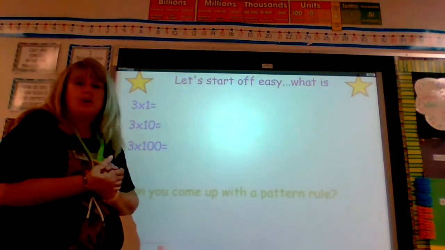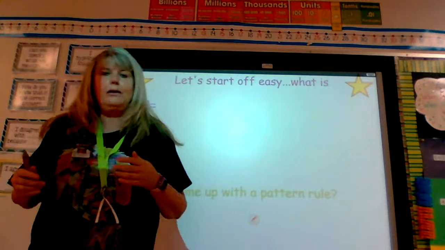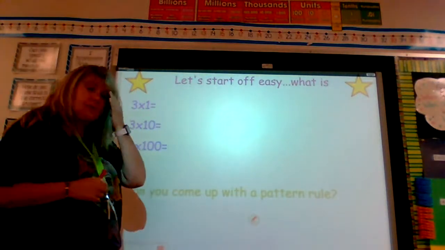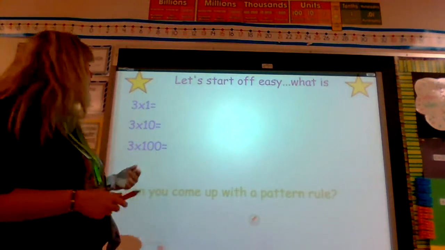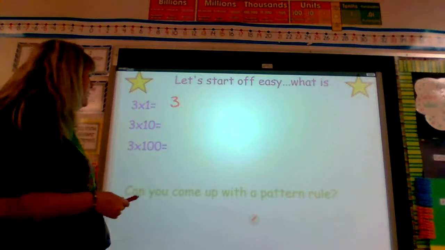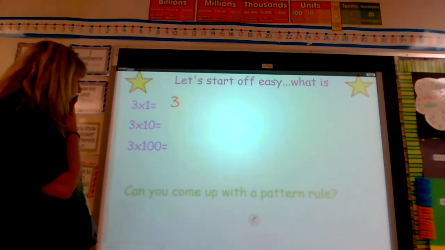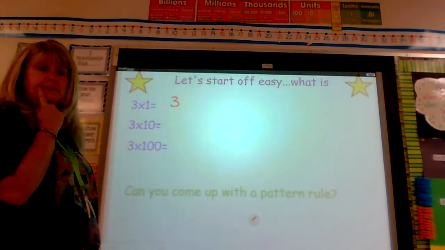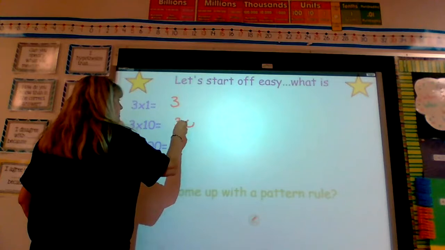Okay, let's start off with something easy. If you're at home, please write this down on a piece of paper. In the classroom, we're going to write this down together. So if we have 3 times 1, we know 3 times 1 is 3, right? Okay, let's look at 3 times 10. What is 3 times 10? Okay, if you said 30, you are correct.